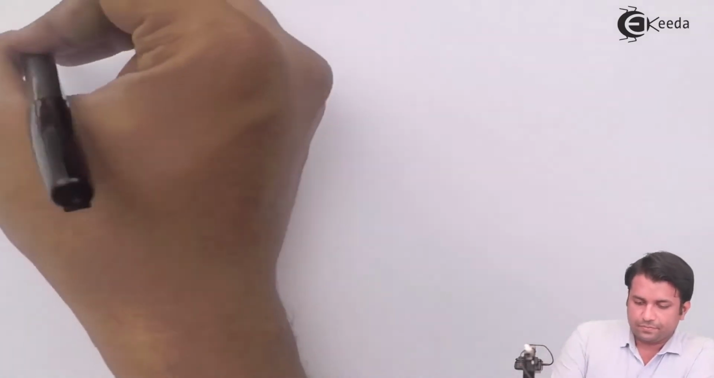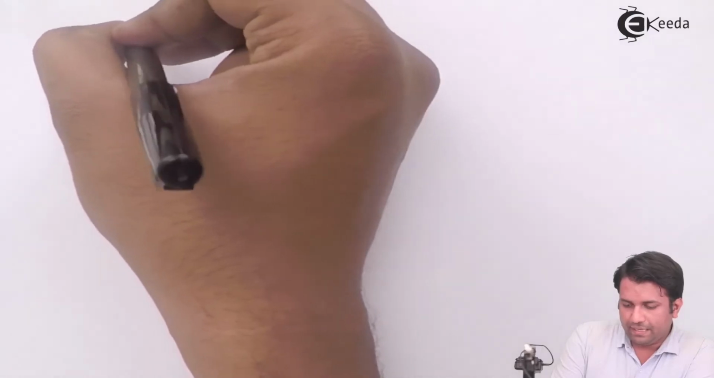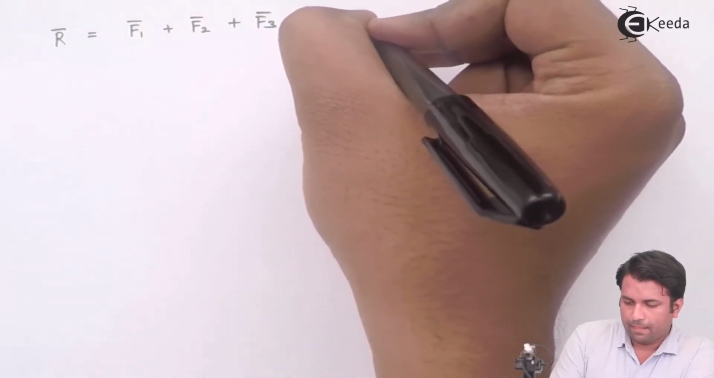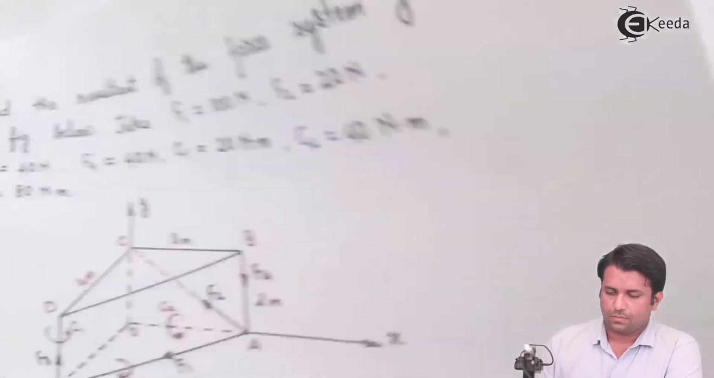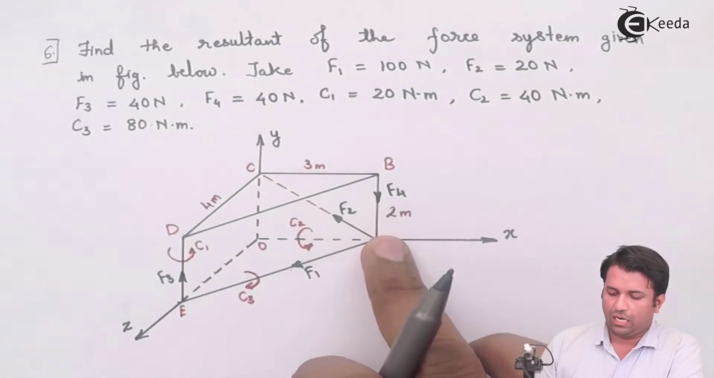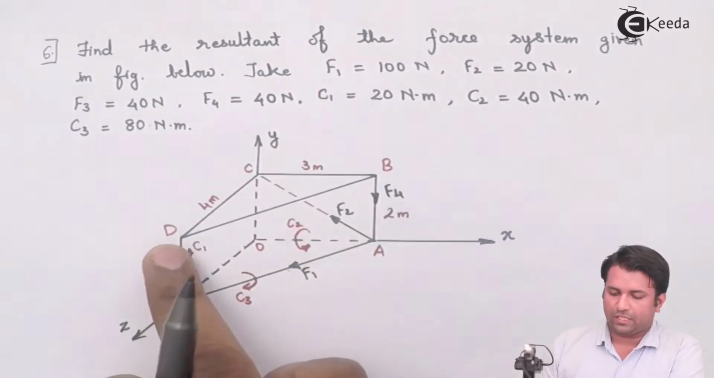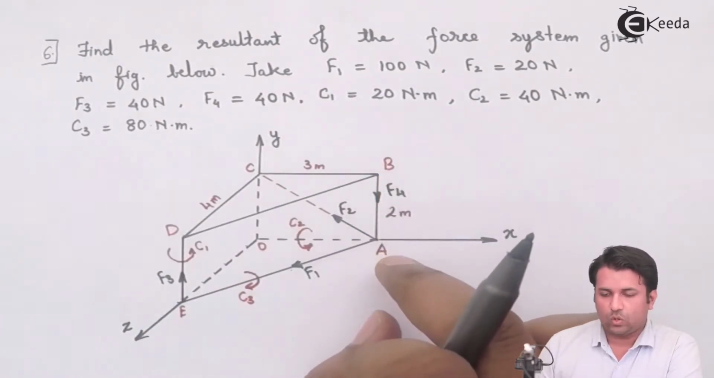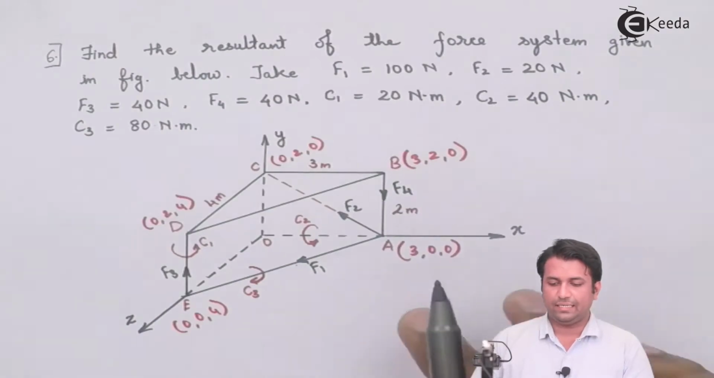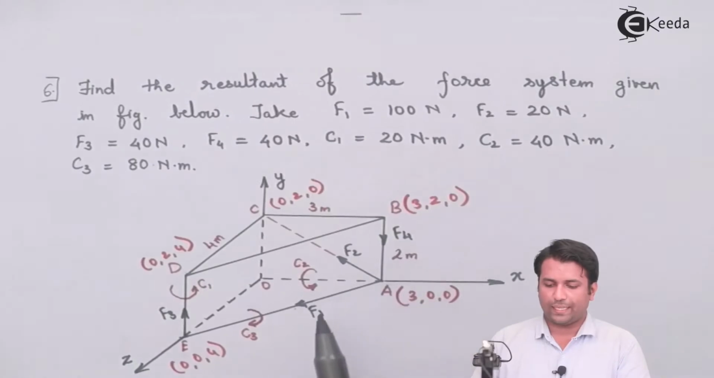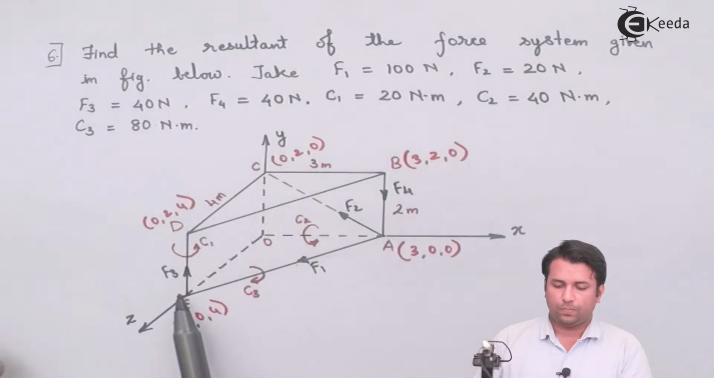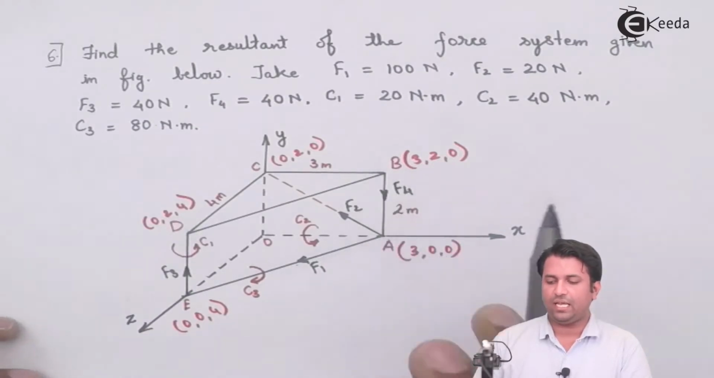Now to find the resultant, we have seen in many examples that it is nothing but the summation of the force vectors. We have four forces in this case: F1, F2, F3 and F4. F3 and F4 are acting parallel to the y-axis, one towards the positive and one towards the negative side. So I can directly write the force vectors for F3 and F4 as positive 40 j cap and minus 40 j cap. The resultant is the summation of F1, F2, F3 and F4, where F3 is plus 40j and F4 is minus 40j.